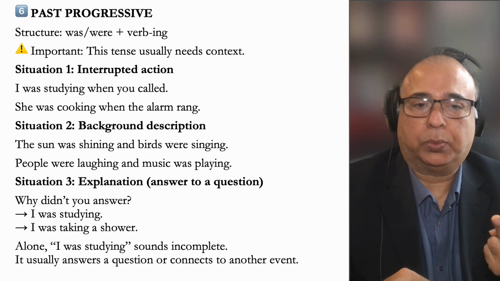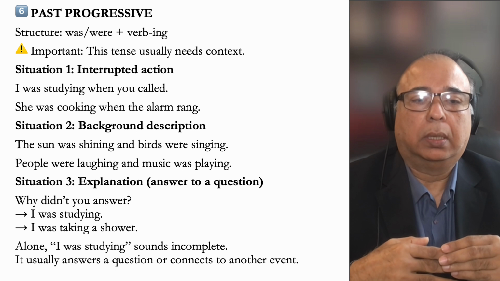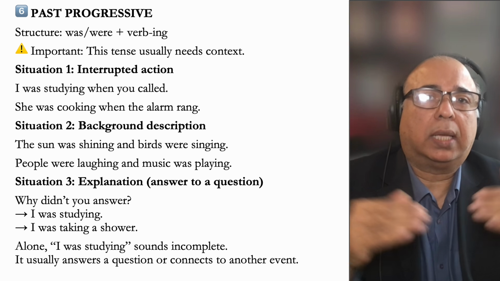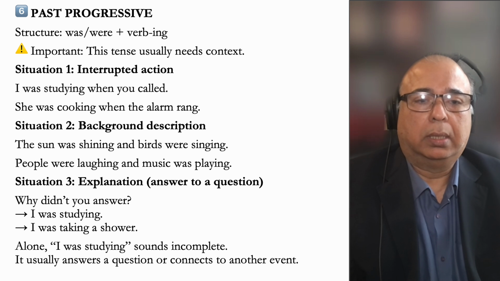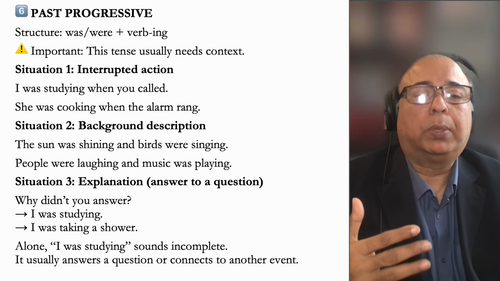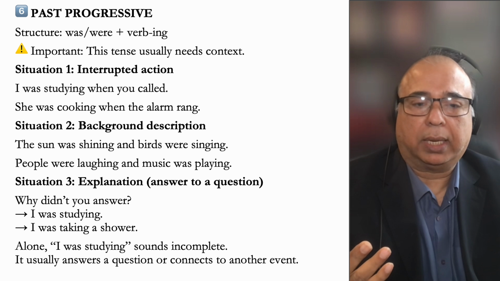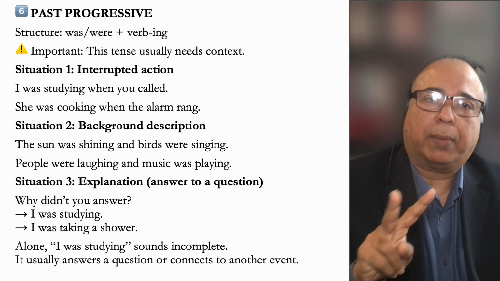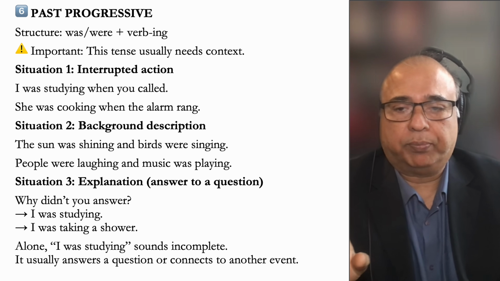Okay, second situation, background description. 2 things are happening. 2 long actions are happening at the same time. The sun was shining and birds were singing. People were laughing and music was playing. All right, so 2 actions happening simultaneously at the same time.